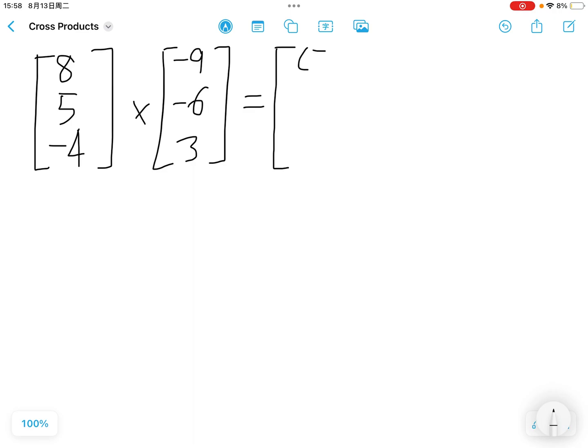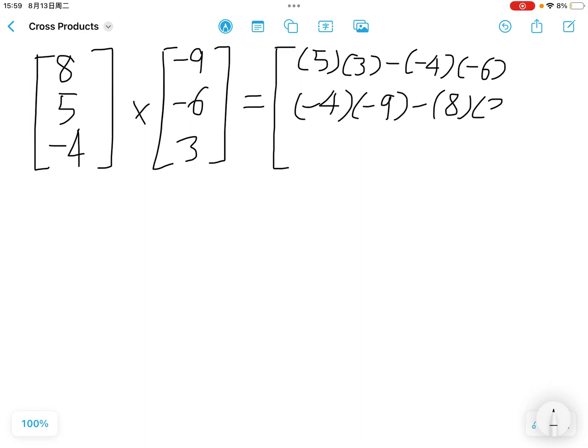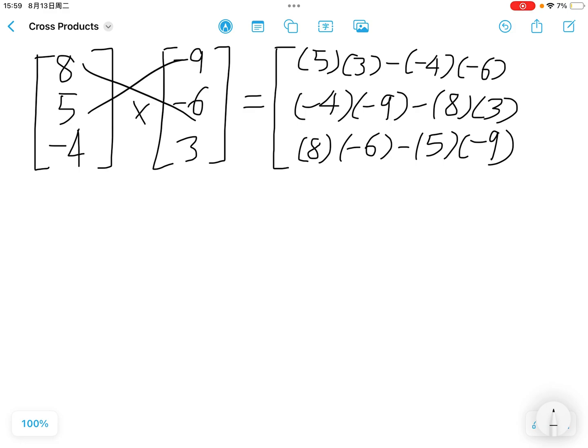So we ignore the first row and we have 5 times 3 minus negative 4 times negative 6. Then for the second component, we ignore the second row. We go negative 4 times negative 9 minus 8 times 3. For the third component, we ignore the third row. We go 8 times negative 6 minus 5 times negative 9, like this.